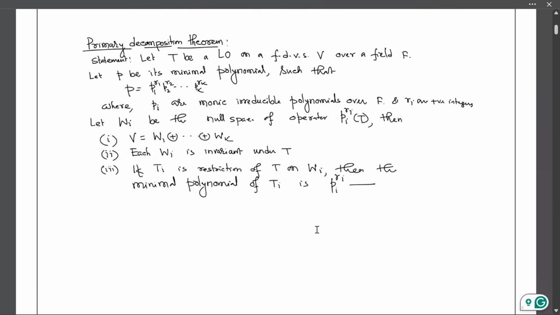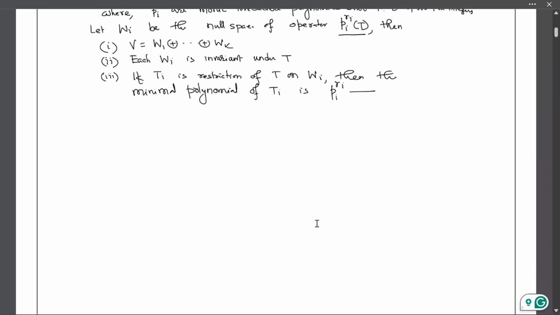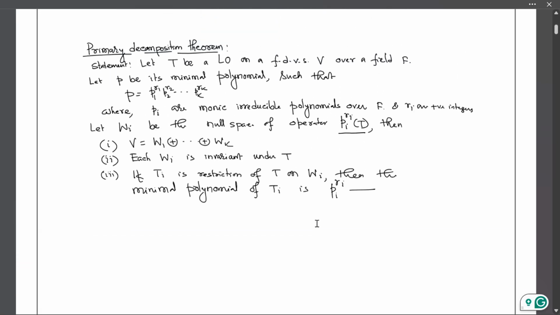The statement says if T is a linear operator on a finite dimensional vector space V and P be its minimal polynomial such that P is equal to this factorization P1 power R1, P2 power R2, Pk power Rk, where each Pi is monic irreducible polynomial, and Ri is some positive integer. Let Wi be null space of these factors Pi power Ri of T. Then V is direct sum of Wi's, where Wi's are this null space of Pi power Ri of T. Each Wi is also invariant under T. If Ti is the restriction of T on Wi, then the minimal polynomial of Ti is this factor only, Pi power Ri. So this was primary decomposition theorem.